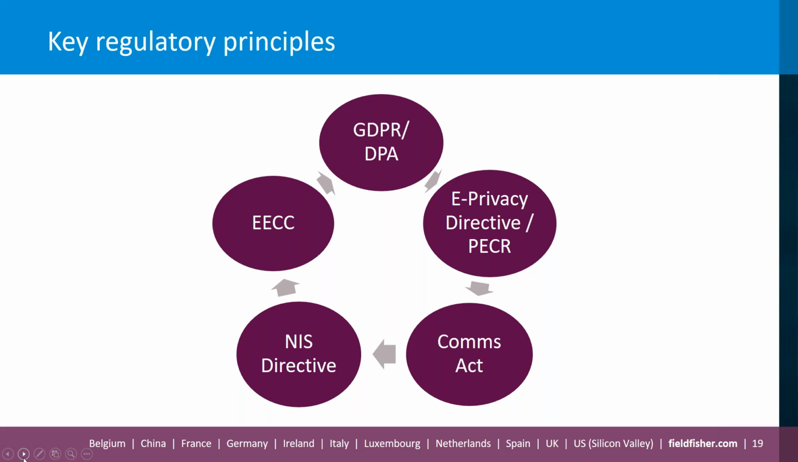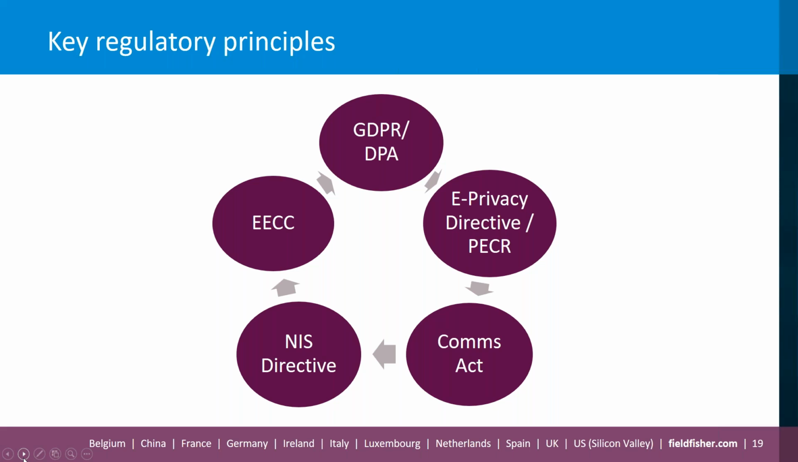Now, we've also got more industry-specific regulation coming about, so the Network and Information Security Directive, which has been implemented in the UK, applies to operators of essential services and digital service providers, but it requires appropriate technical and organizational measures to be taken to ensure the security of the network and information systems that they use. So it's an indirect regulation of communications networks, essentially, in order to ensure that they are secure.